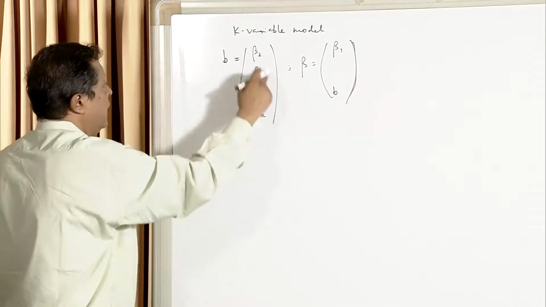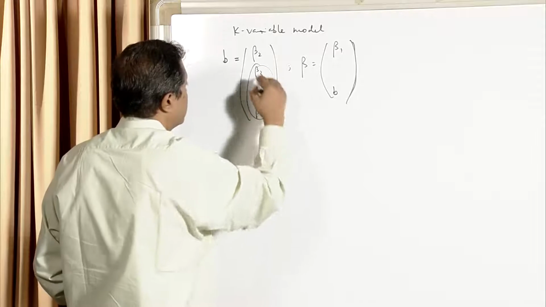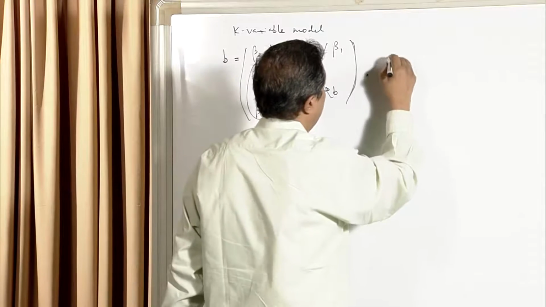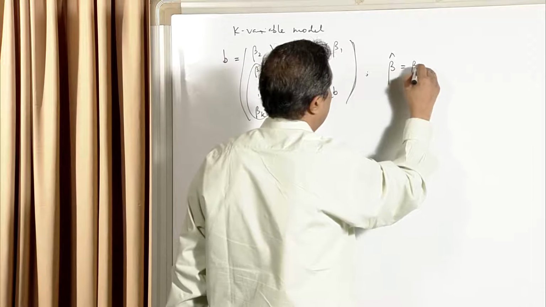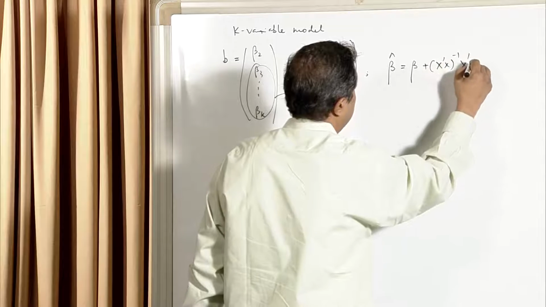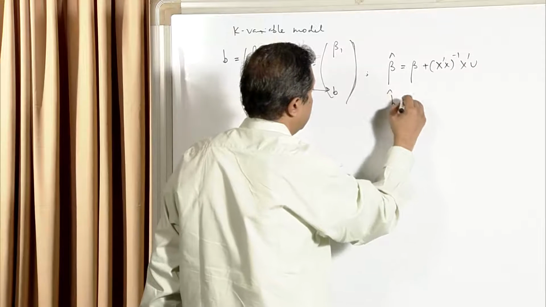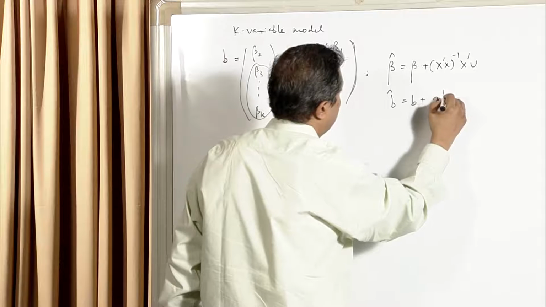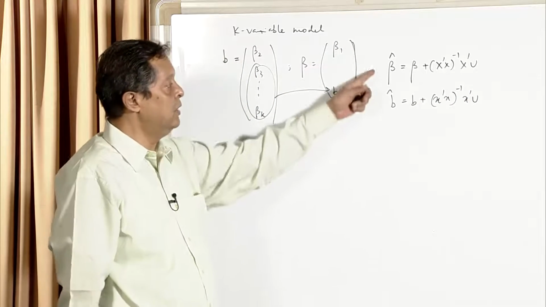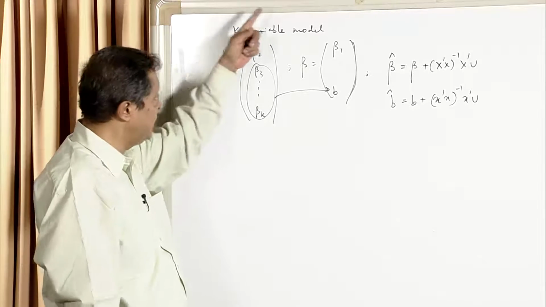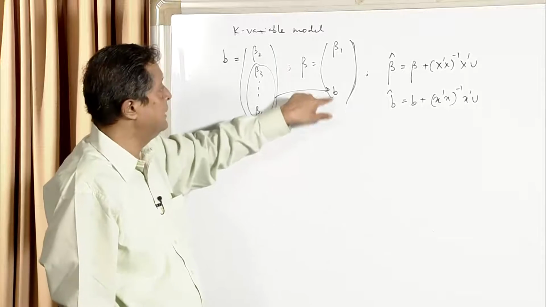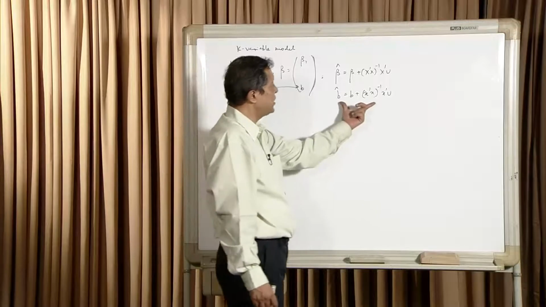So, if we are interested only in the slopes, then it is just b, and the results that we have are beta hat is equal to beta plus x prime x inverse x prime u. Similarly, b hat is equal to b plus small x prime x inverse small x prime u. So, we can use either of these two depending on whether we are interested in the entire range of the betas or just in the slopes. Oftentimes, we are interested more in the slopes than the intercept. So, let us take this example.